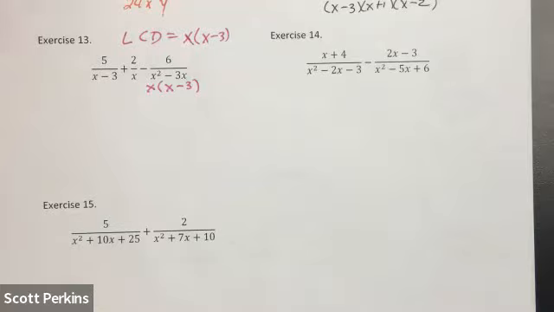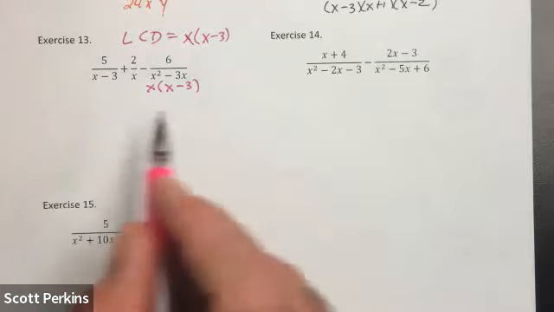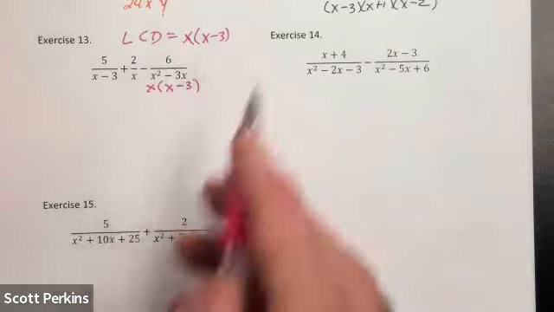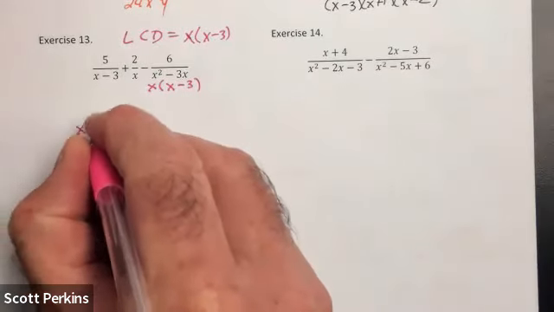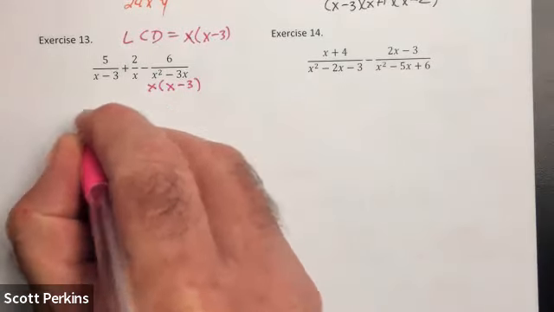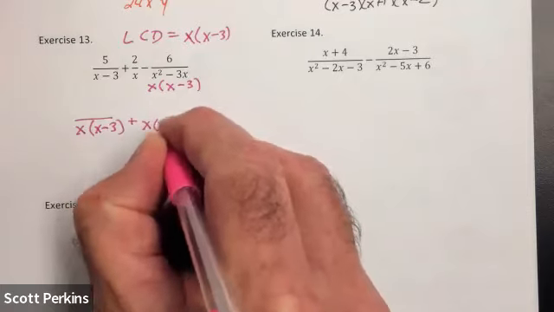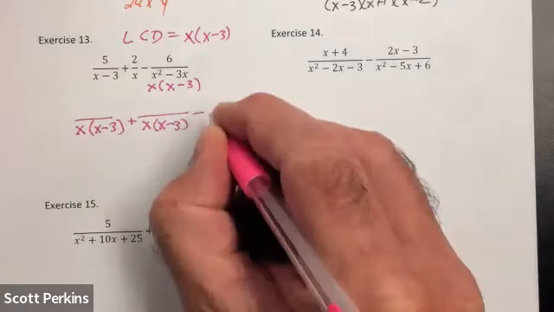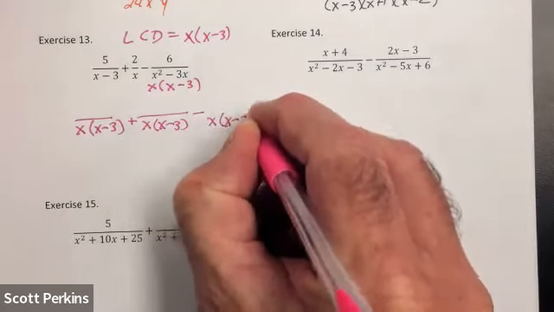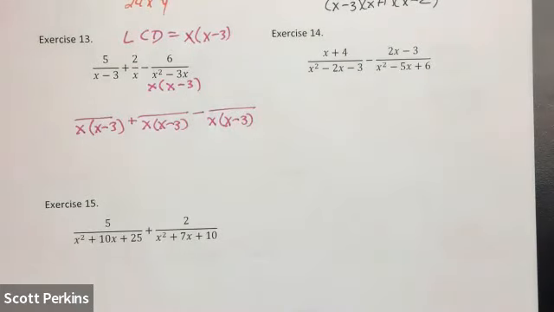And so now what you're going to do, I'm going to do this next step. You're going to take that common denominator, x and x minus 3. I'm going to write it once for every fraction. And from here, you're just going to adjust the numerators like we have been all along, and then collect your like terms.